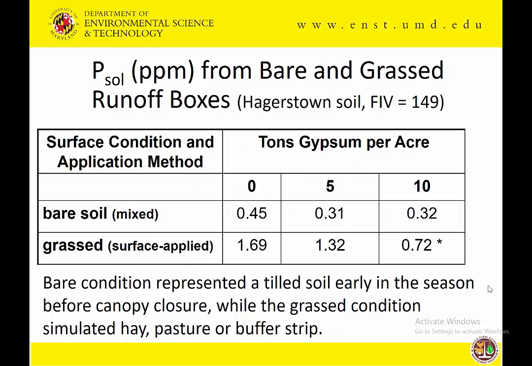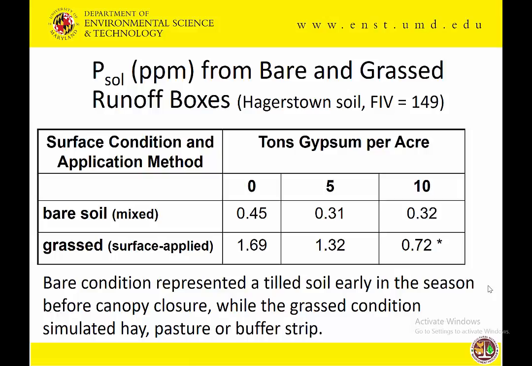All right. So again, they looked at bare soil where they mixed the gypsum in. They looked at grass soil where, of course, they had a surface to apply it. And they looked at 3 rates: no gypsum, their check, 5 tons of gypsum per acre, and 10 tons of gypsum per acre. And in the bare soil, there were no significant differences in the amount of soluble phosphate that came off the runoff boxes. Flat, and then about 1970. And that's significantly different.